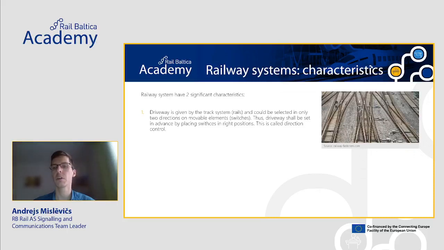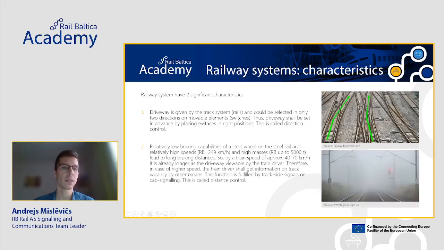And on the picture on the right side, you see that these two switches are set in the positions indicated by arrows, thus allowing the train movement only in these directions. And the second characteristic is relatively low braking capabilities because of interaction of a steel wheel and a steel rail, and relatively high speeds. For example, Rail Baltica line design speed will be 249 kilometers per hour, and as well very high masses lead to long braking distances.